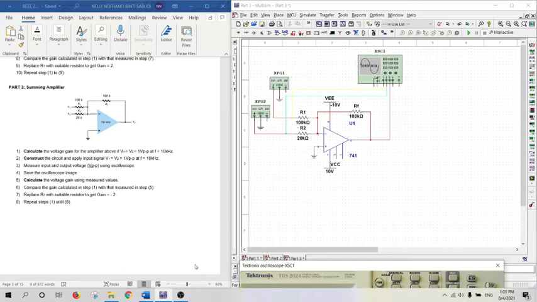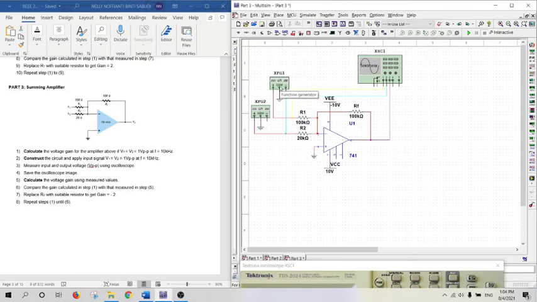Today I would like to explain about lab 1, which is the application of op-amp. I am going to explain part 3 specifically, which is the summing amplifier. I already constructed the circuit based on the question given. The summing amplifier configuration is quite similar to the inverting amplifier, in which the input is connected to negative. The input can be connected to negative or positive, depending on the question, and there can be 2 or more inputs.